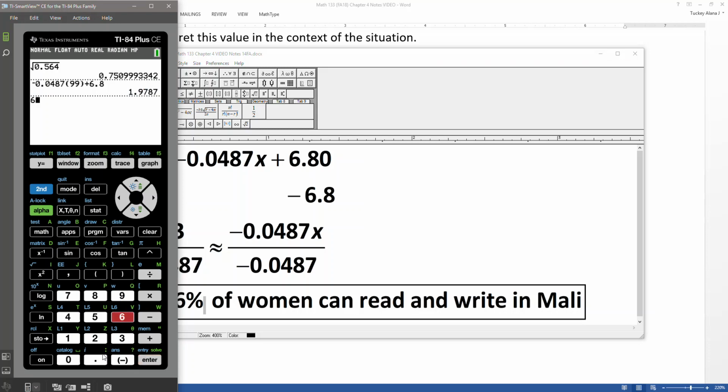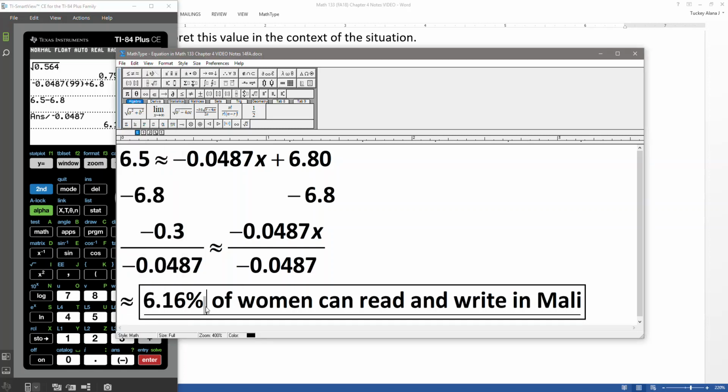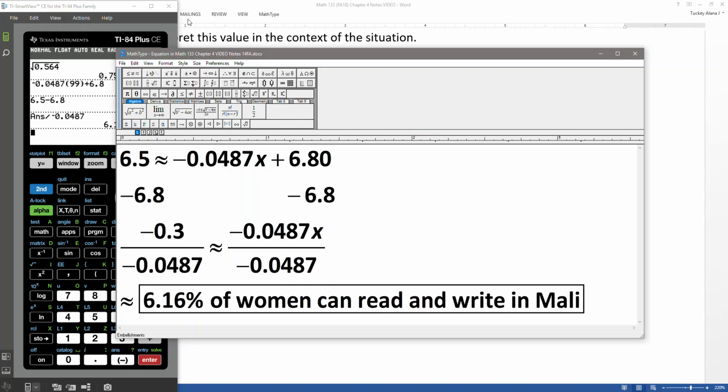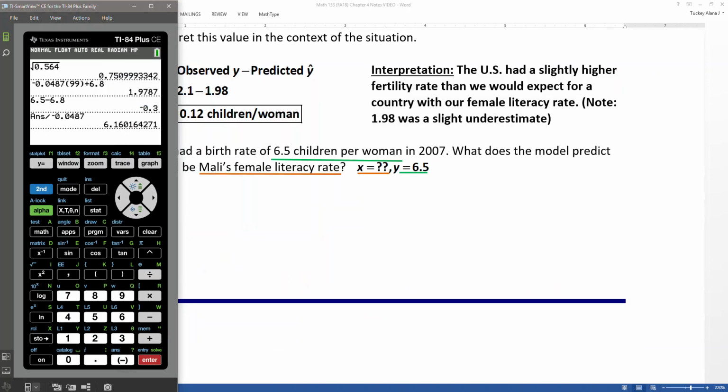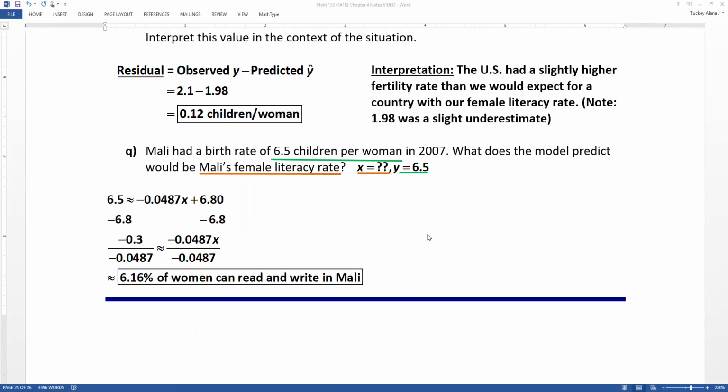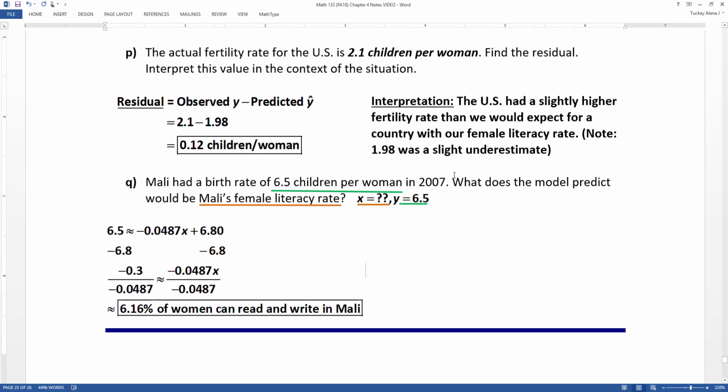So if I take 6.5, take away 6.8, I'll get negative 0.3. Then I divide that by negative 0.0487. Enter. And I'll get 6.16. So that's where that comes from. So 6.16% of women can read and write in Mali. Let me get that in there. And there you have it. We have our percentage for X. All right, I hope that was super helpful for reviewing all the concepts that we've learned about in Chapter 4.